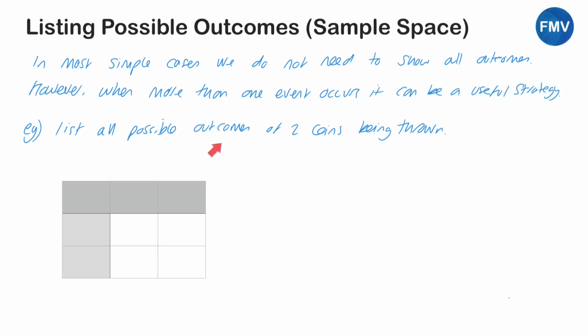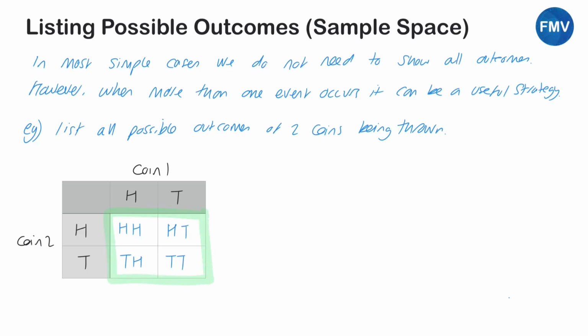In this one here, we're going to list all the possible outcomes of two coins being thrown. So if we have coin one and coin two, think about the outcomes for coin one. Well, that can be a head or a tail. And think about the outcomes for coin two. Well, that can be a head or a tail. Now, if we combine those outcomes, in this case here, we've got a head and a head. In this case here, we've got a head and a tail. This one here, we've got a tail and a head. And then finally, a tail and a tail. So they are all the possible outcomes of two coins being thrown.